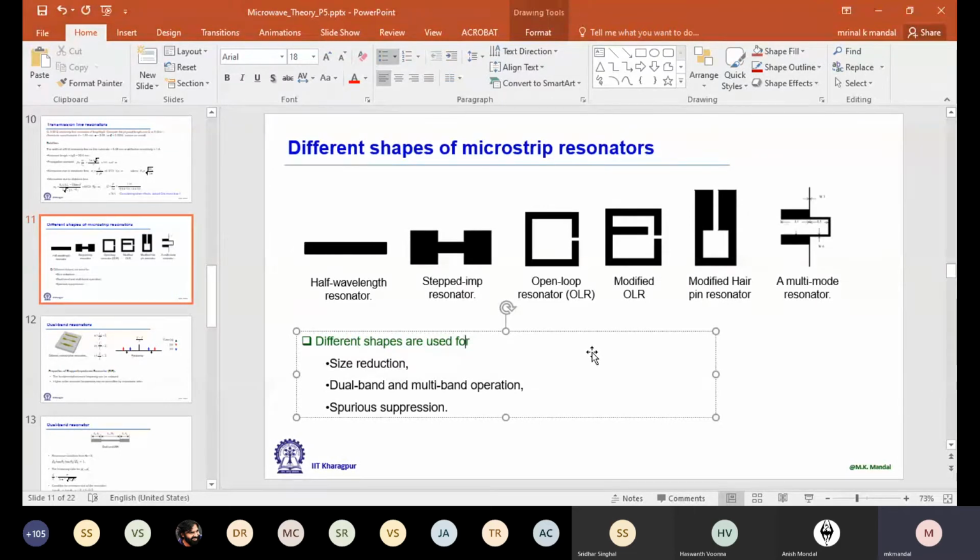This is for size reduction, then dual band and multi-band operation, and spurious suppression. So basically, spurious suppression here for now you can consider as harmonic suppression. Let's say instead of half wavelength resonator, if I consider quarter wavelength resonator, then we don't have the even order harmonics, right? So let's say you are designing a filter at 1 gigahertz.